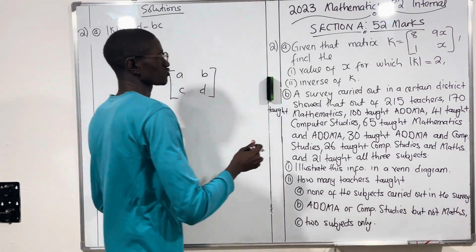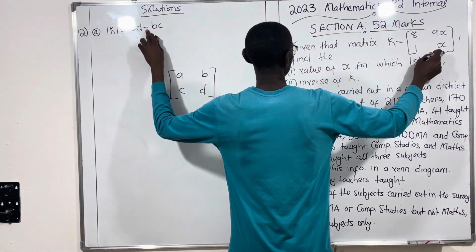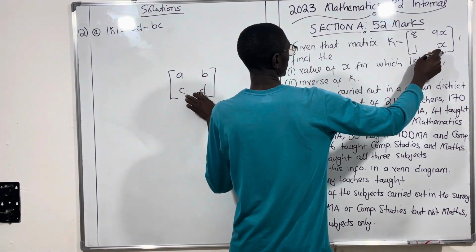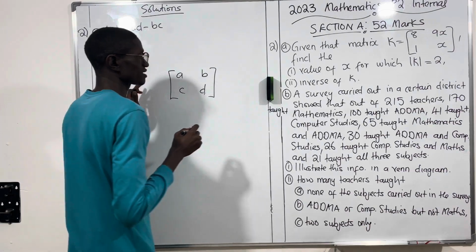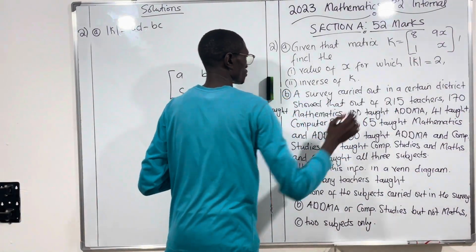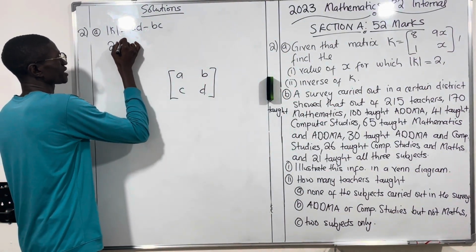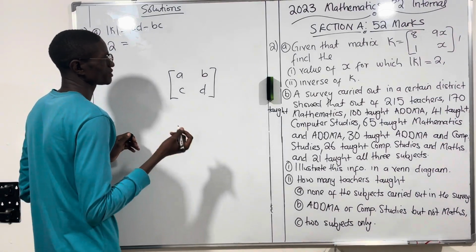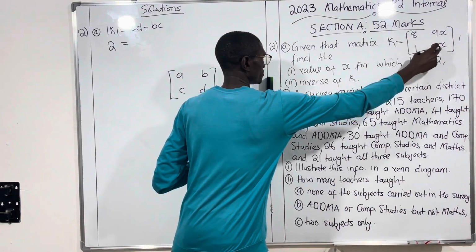So in this case, it's going to be 8 times x for AD minus B times C, which are these values, minus this times that one there. Another thing is that we already have the determinant of matrix K. It was given in the question as 2. So instead of saying determinant of K there, we're going to replace that with the actual value of the determinant of matrix K. And then AD is simply 8 times x.